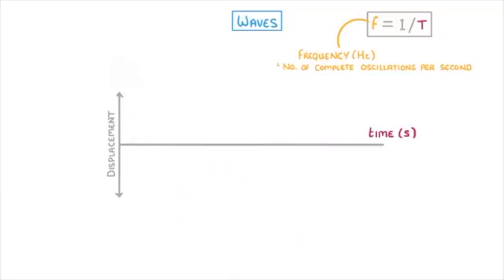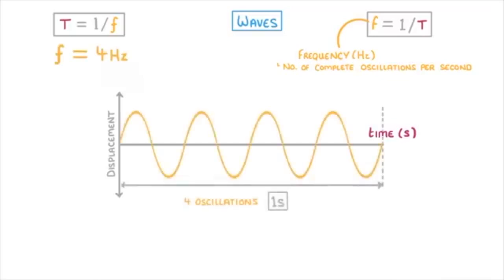We can also use the equation the other way around. So time period equals 1 over frequency. So if we were told that the frequency of a wave was 4 Hz, which means 4 oscillations per second.